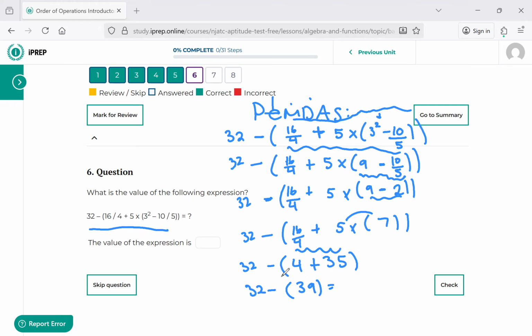So last step, we've done the parentheses. Now we have to do PEMDAS all over again. And lucky for us, we only have one order of operation, which is subtraction. So what's 32 minus 39? Negative 7.